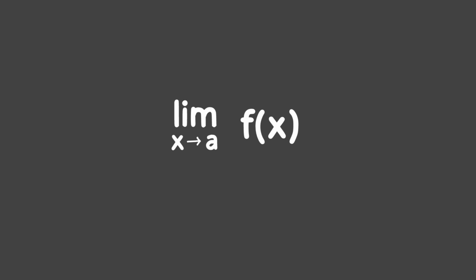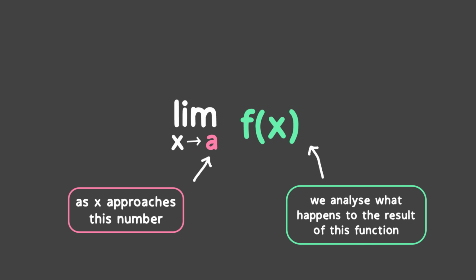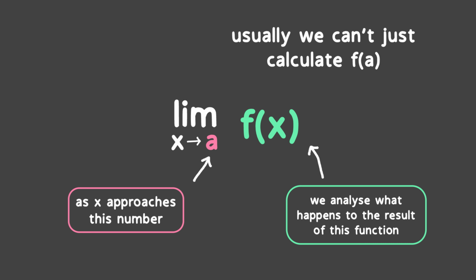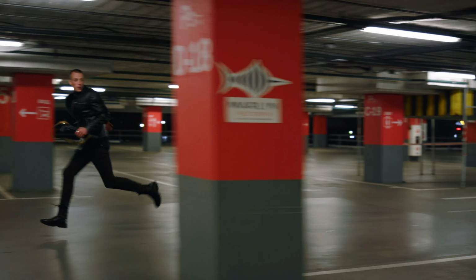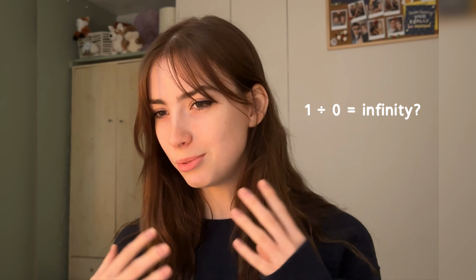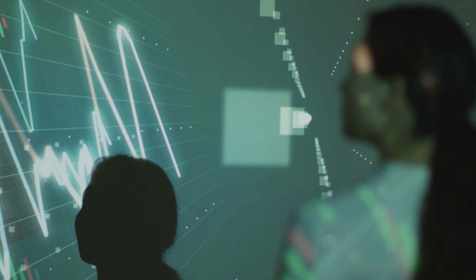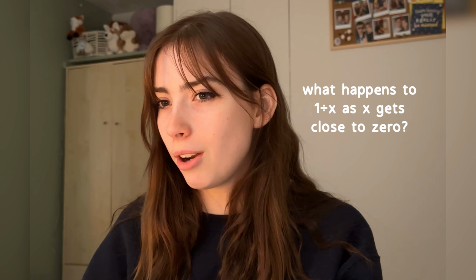We use limits to analyse behaviour as we approach a value without just substituting the value in. You should know in maths, never divide by 0. It's illegal and people will come after you. It doesn't really work. But what we can do is analyse what happens if you were to divide by something approaching 0. So let's take 1 divided by x and ask ourselves what happens as x approaches 0.